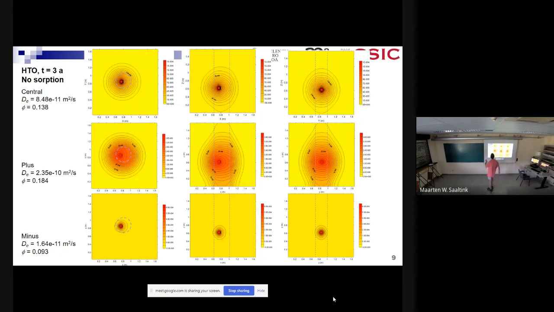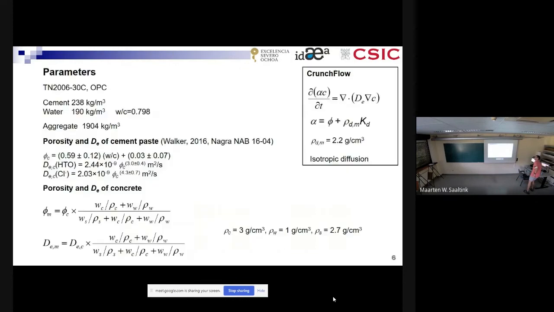So I have all these plots. These are for tritium after 3 years of diffusion. From those equations that I had before to calculate the diffusion coefficients, I have a plus minus range. So I consider a central case, a maximum porosity and diffusion coefficient case, and a minimum porosity and diffusion coefficient case, based on this equation.